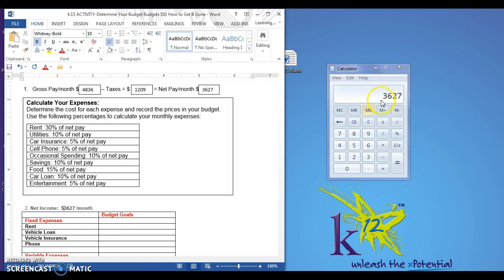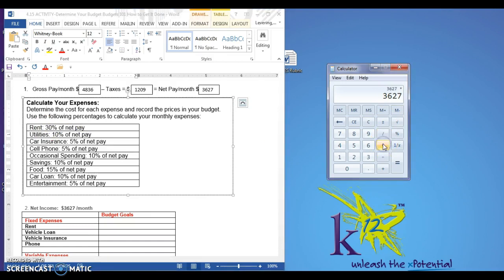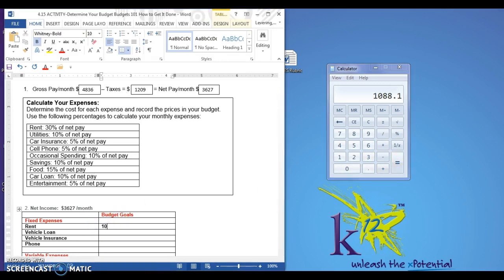Now, based on these numbers, I'm going to do some calculations here on my calculator. So with my $3,627 net pay per month, I'm going to calculate for rent at 30% of my net pay. I take my $3,627 and multiply that times 30% or 0.3, which gives me $1,088 that I'm expected to pay in rent per month.